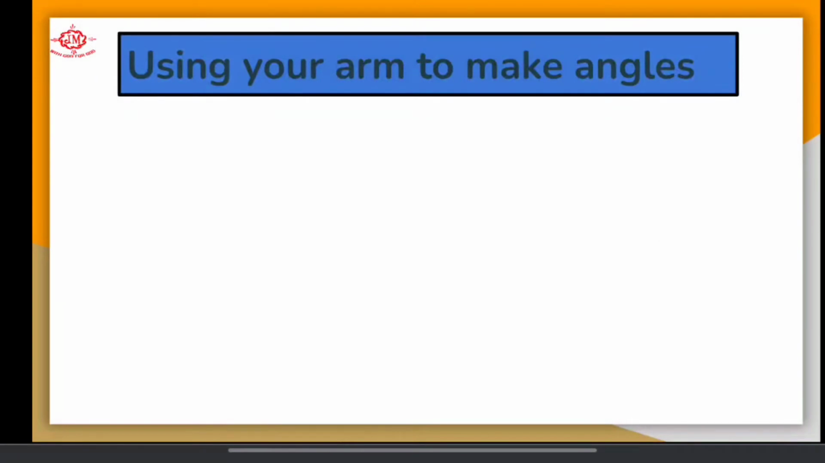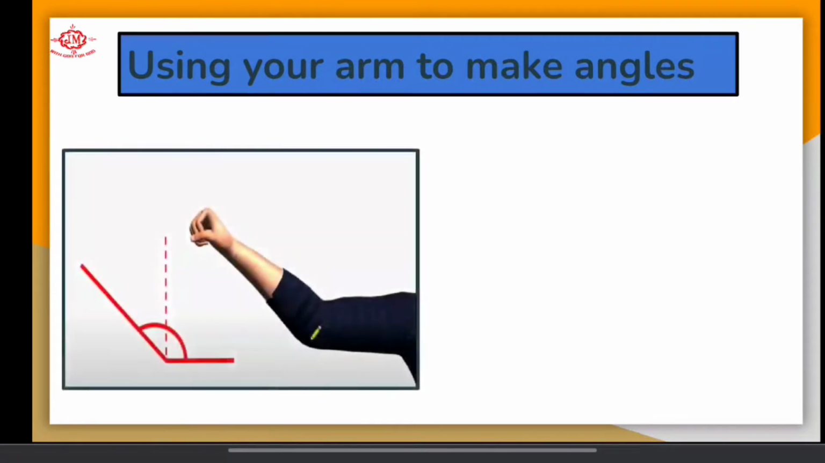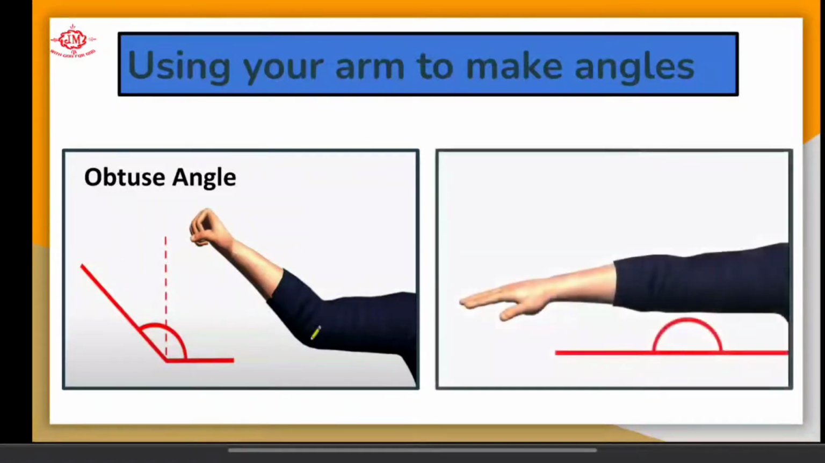Now children, using your arm, we will make the two types of angles we have learned today. Look at this picture. This is an obtuse angle. Bend your arm to first make a right angle. Then move it away from your body, from your elbow, forming an obtuse angle. Now, hold your arm out straight in order to make a straight angle.